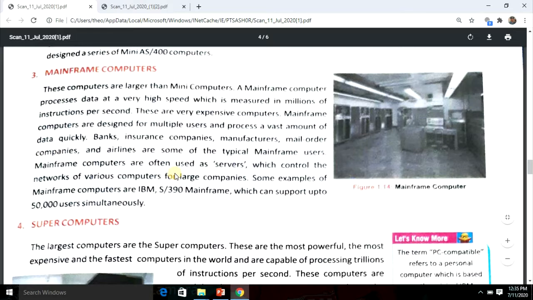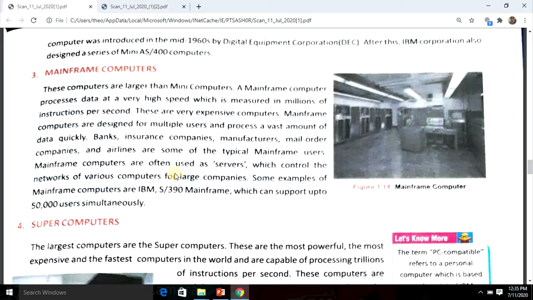Now the mainframe computer. These computers are again bigger than the mini computers. A mainframe computer processes data at high speed, can process a vast amount of data, and is used to store and process vast amounts of data.